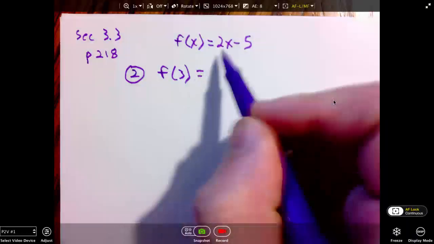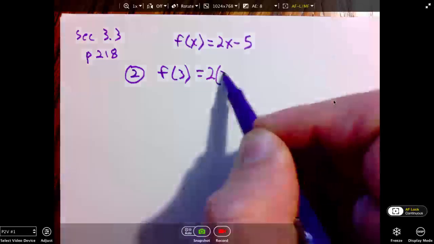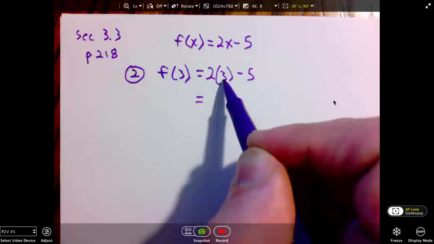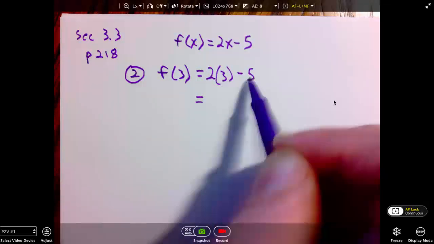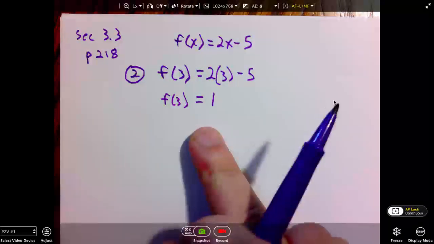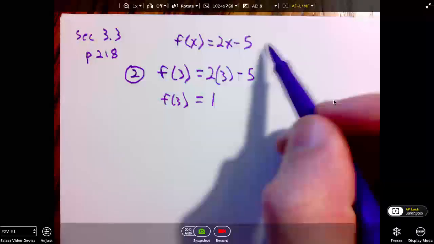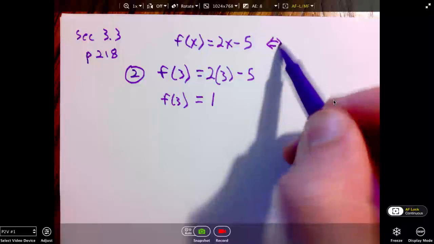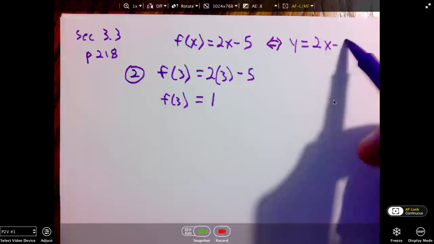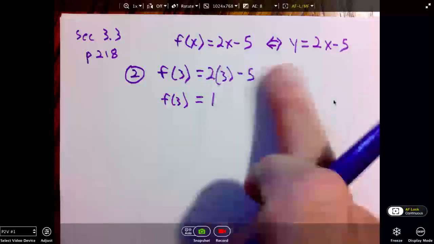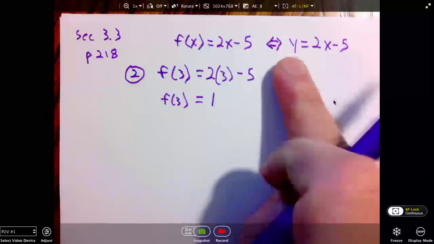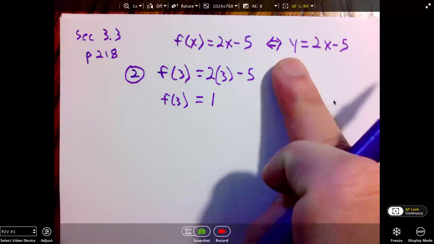Alright, so 2, instead of x, I'm substituting 3. Subtract 5. Well, 2 times 3 is 6, and 6 minus 5 is 1. So we say that f of 3 is equal to 1. This statement here is analogous to the statement y equals 2x subtract 5. We call this function notation and this equation notation. Here we use the notation f of x, and here we use y. So you can think of f of x as being y.